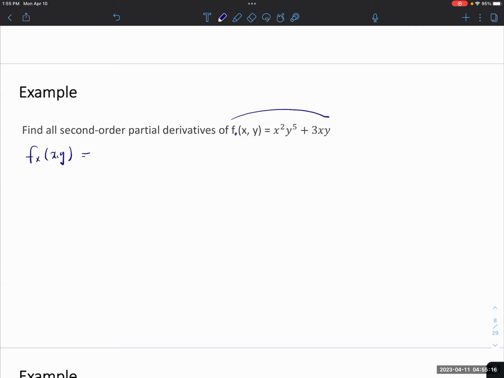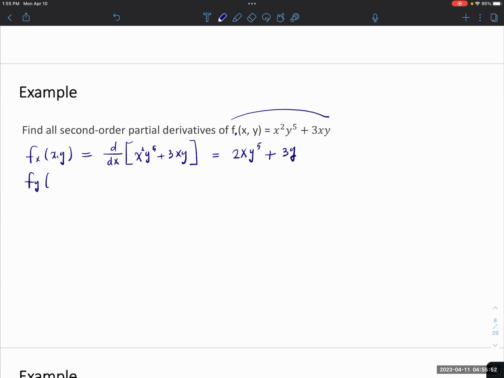So first of all, we're going to take the first partial derivative. Are you guys okay with that? So we need to just practice it. d over dx of x to the 2nd, y to the 5th, plus 3xy. Again, y will be constant, and then we are taking the differentiation with respect to x. So this is going to be 2x, and y to the 5th is still there because that's a constant, plus 3y. Are you okay with that? So this is f partial derivative with respect to x.